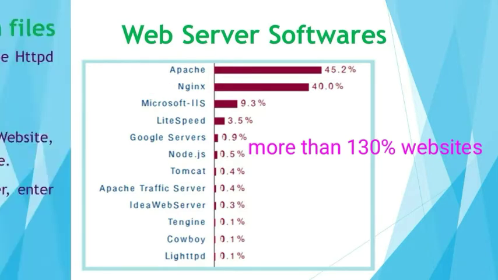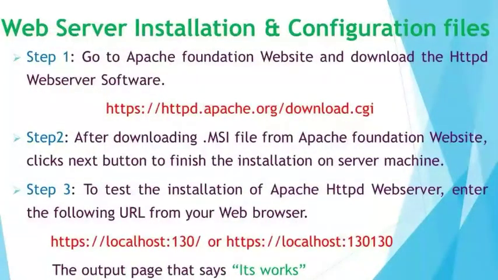Next, let us see how to install a web server and how to configure files in the web server. Okay, so let's see the step by step procedure. Here we are going to install the Apache web server. So first, go to the Apache Foundation website and download the web server software Apache. This is the link to download that Apache web server software.